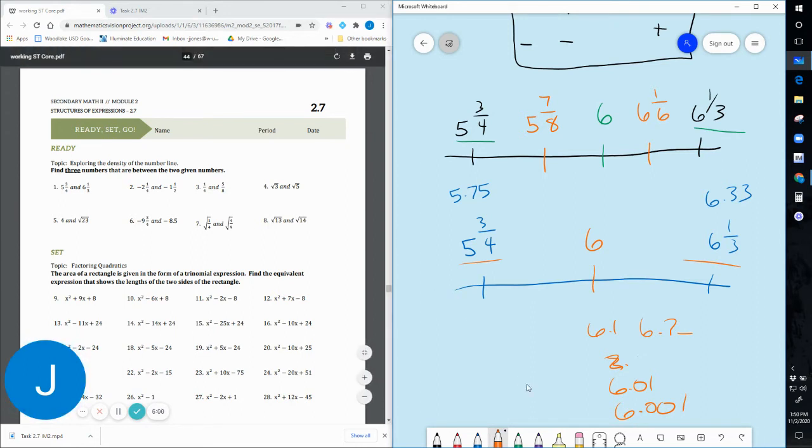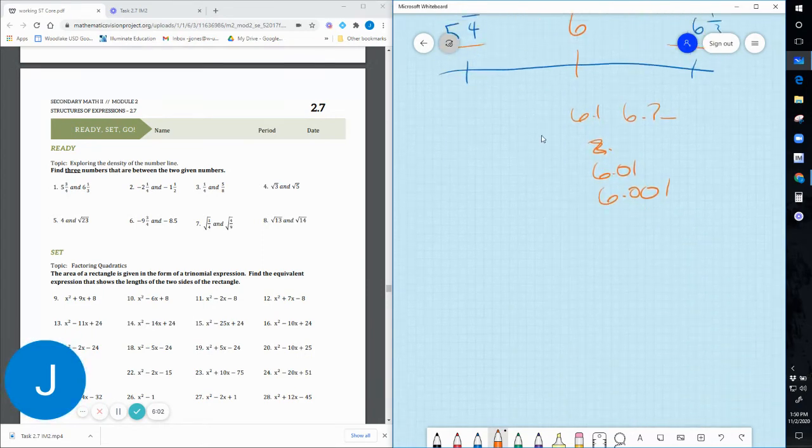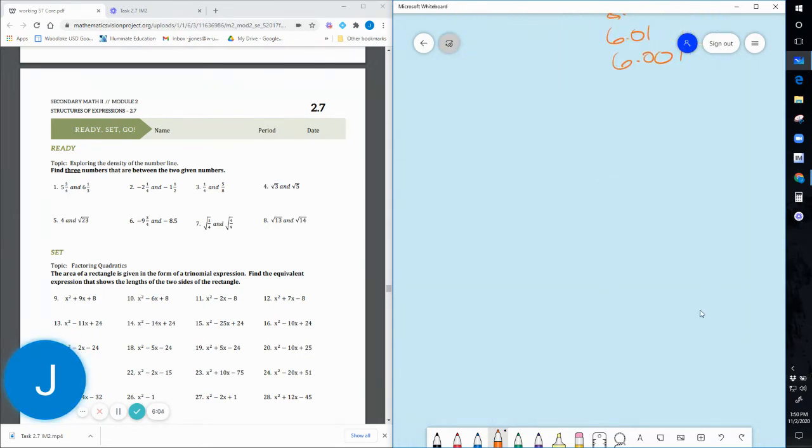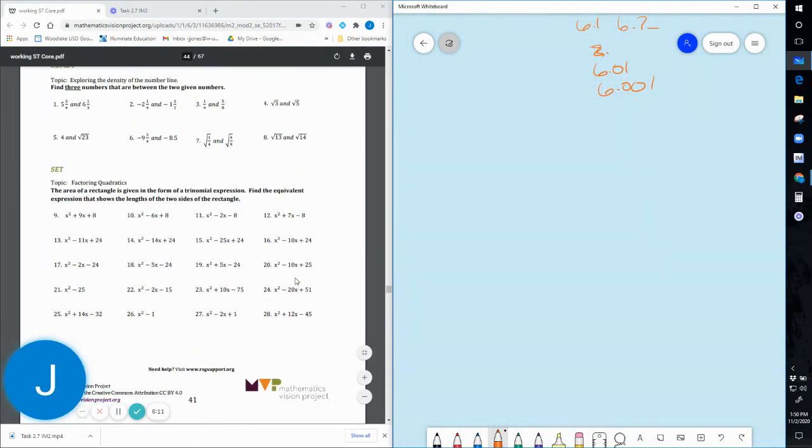So hopefully you can figure out how to do 1 through 8, and you shouldn't have the same answers as your friends because there's an infinite number of possible answers. All right, 9 through 28, you're going to be factoring. Okay, you're going to be factoring.